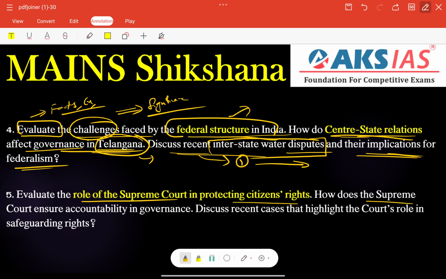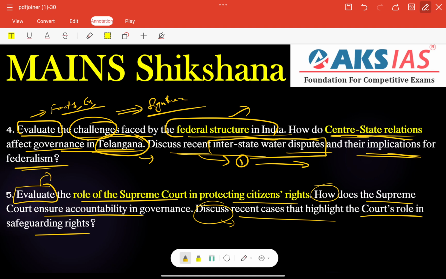Next, evaluate the role of the Supreme Court in protecting citizens' rights. How does the Supreme Court ensure accountability in governance? Discuss recent cases that highlight the court's role in safeguarding rights. Here, evaluate is very important and also discuss. Discuss is very important, right? Here, discuss and evaluate the role of the Supreme Court in protecting citizens' rights.